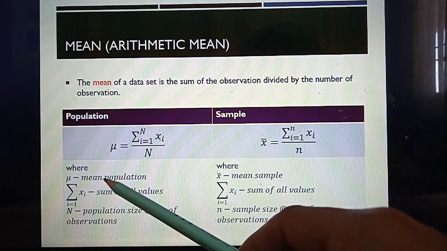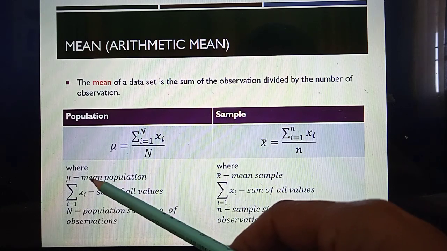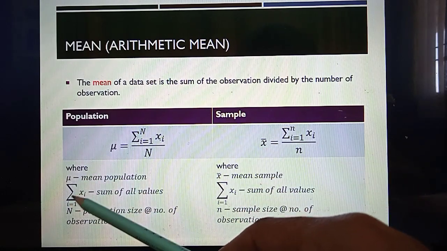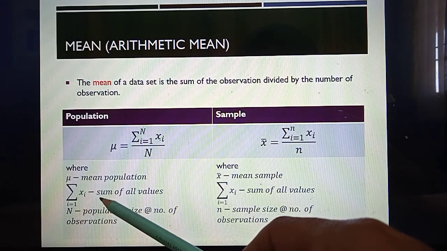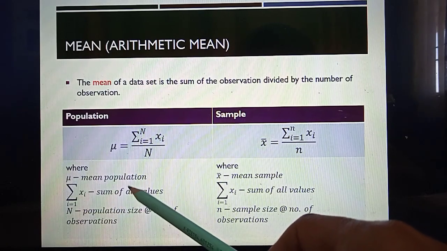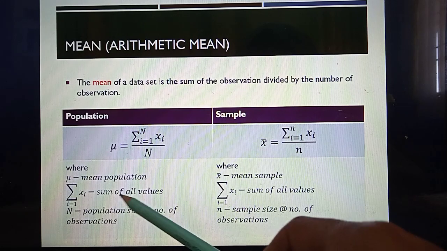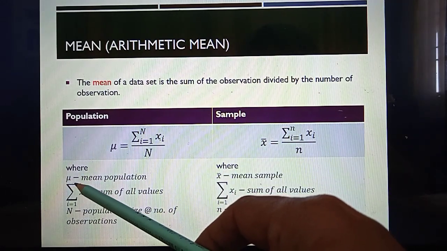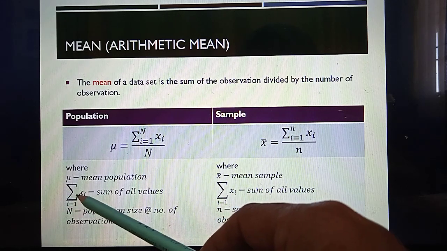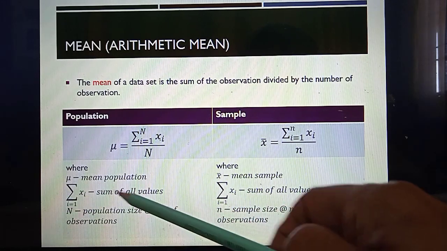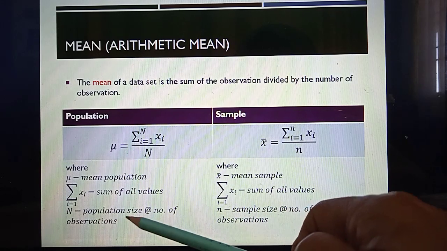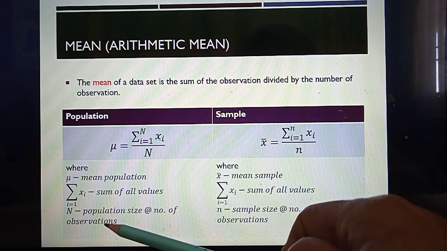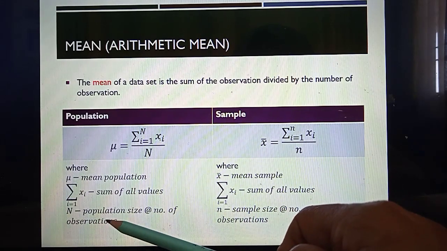Okay, mu is the symbol for the population mean. Sigma xi, starting from i equals 1, means the sum of all values. So the data from the population, we add them all together. In short, we use sigma to represent the sum of all values. And n is the population size, meaning how many data we collect from the population.